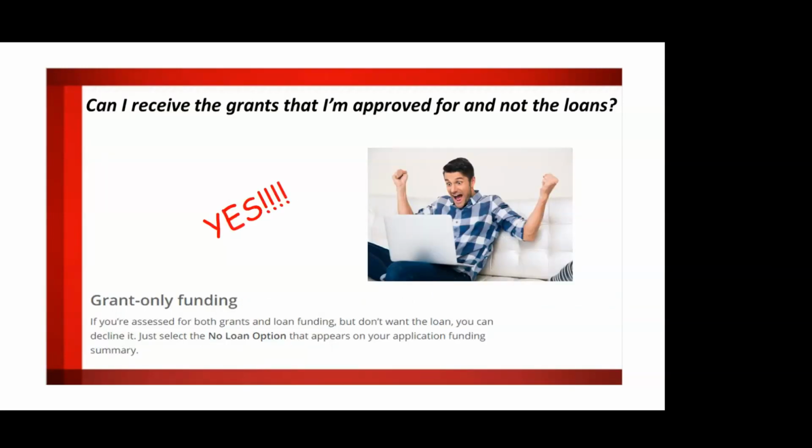Can I receive the grants that I'm approved for and not the loans? Yes. So students have the option of selecting grant funding only. They do not have to take the loan. So if you're assessed for both grants and loans and you don't want that loan, you can decline it. And if, say, in your winter semester, you decide that you do need the loan, you can opt back in and receive that.